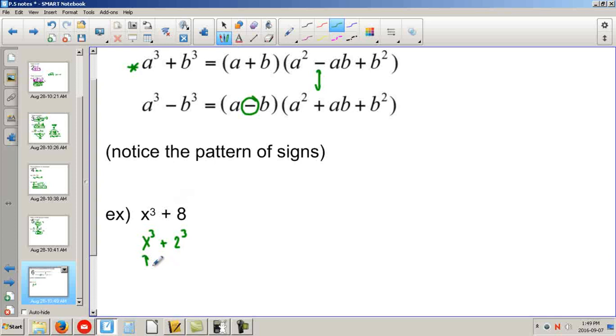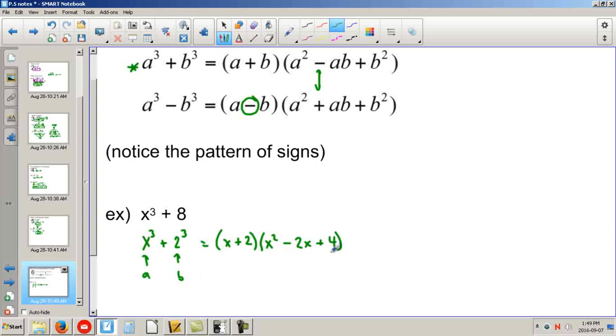So that means that x goes everywhere that a is, and 2 goes everywhere that b is. Meaning if I take this problem right here, I'm going to get an x plus a 2. That's a plus b times a squared would be x squared. Now, because I started with a plus, I'm going to go with a minus. AB, that would be x times 2. So I get 2x plus, this is always a plus, b squared. Well, 2 times 2 is 4.